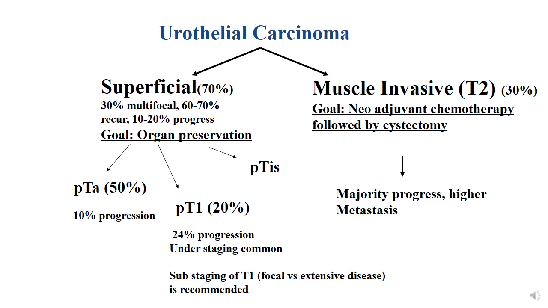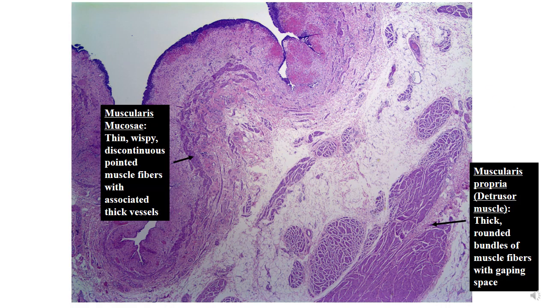That is going to be a very important prognostic parameter. So let us try to understand the normal histology of urinary bladder wall.